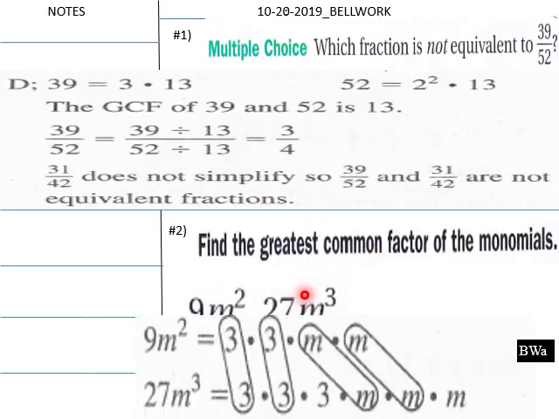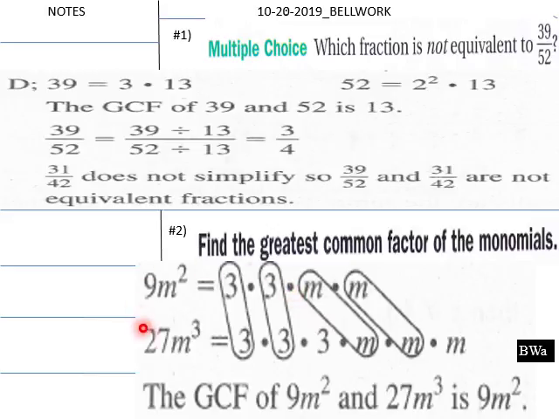The GCF of this expression here, we factor it down: 3 times 3 times m times m. And then here are the common factors. So we have 3 times 3 would be 9m squared, and 27m cubed. The GCF will be 9m squared here.